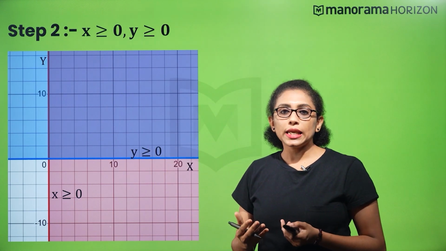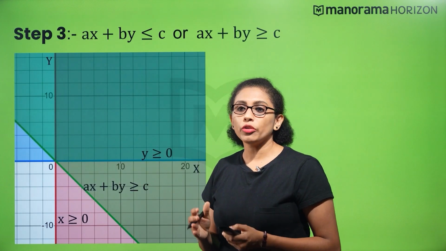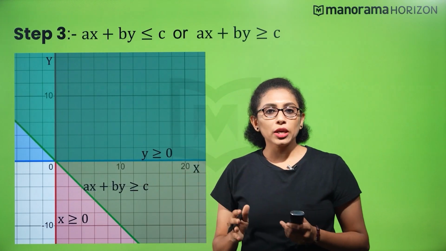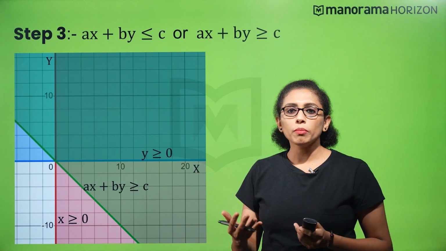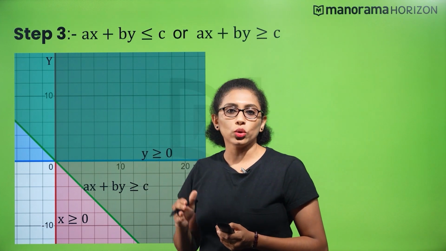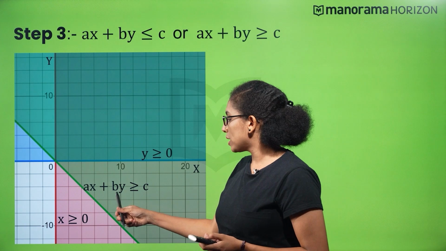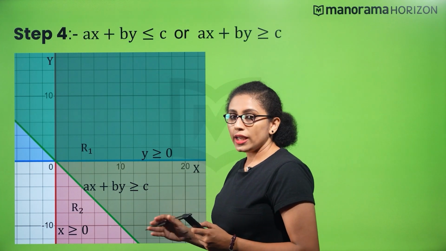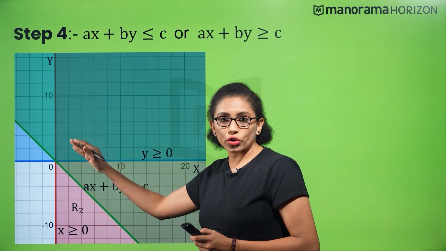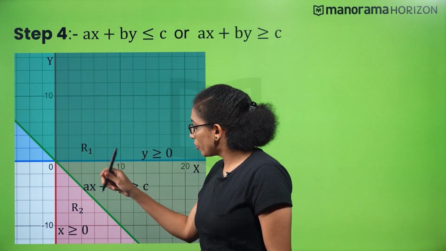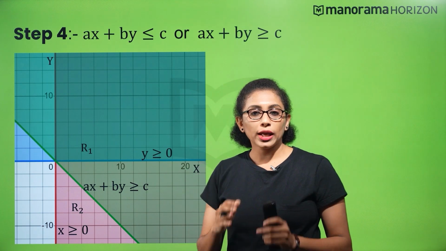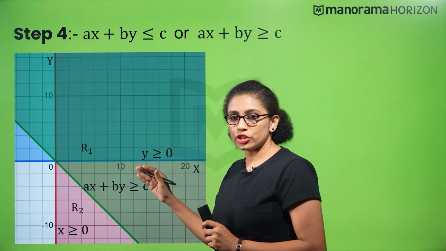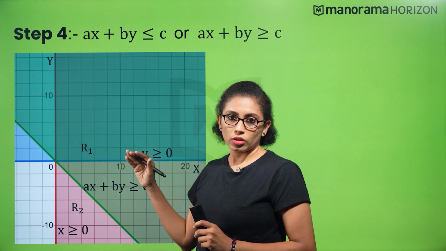You can also see each constraint is of the form ax plus by greater than or equal to c, or maybe ax plus by less than or equal to c. Here it is shown ax plus by greater than or equal to c. Each constraint line divides the first quadrant into two regions, say R1, R2. For each constraint, shade the region which satisfies it.